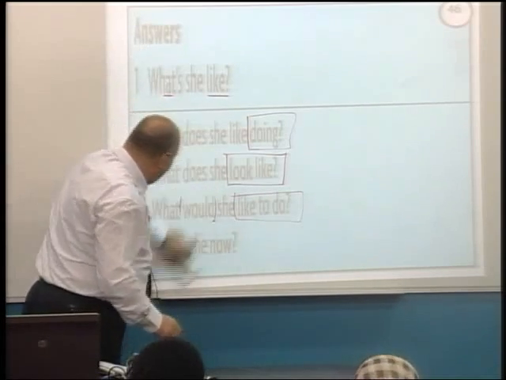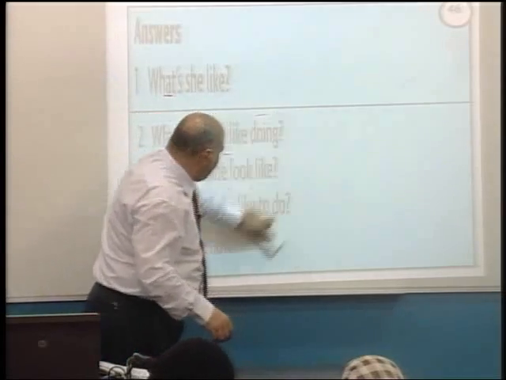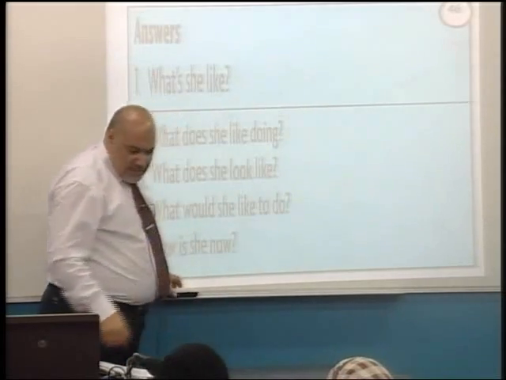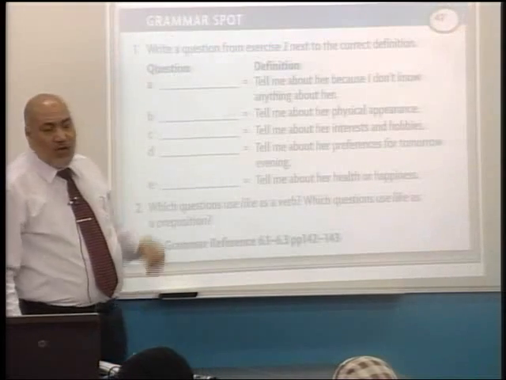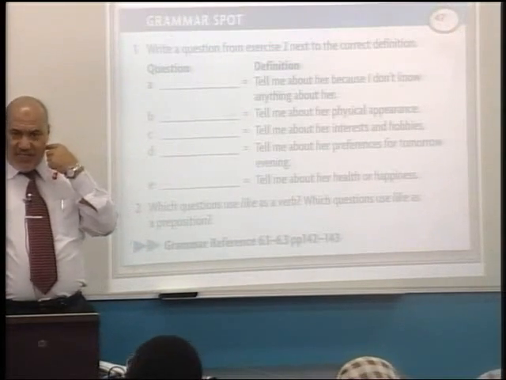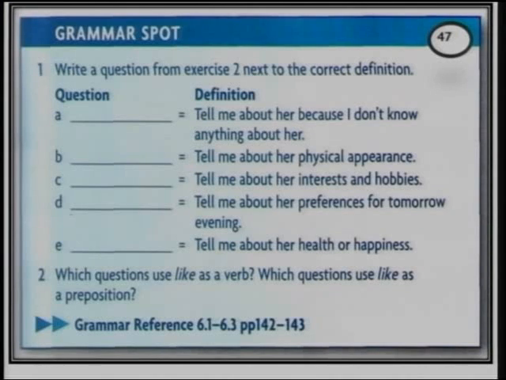After this, we come to the second exercise. Look here. These 5 questions, we will put them here according to the definition. So this is a summary of the meaning of the 5 questions. So this is the summary of the lecture. Write a question from exercise 2 next to the correct definition. So this is the question and this is the definition.